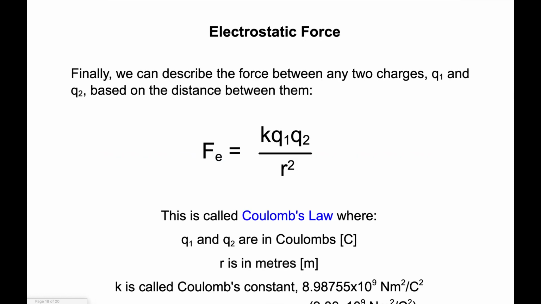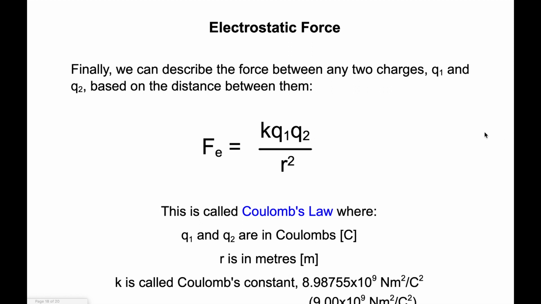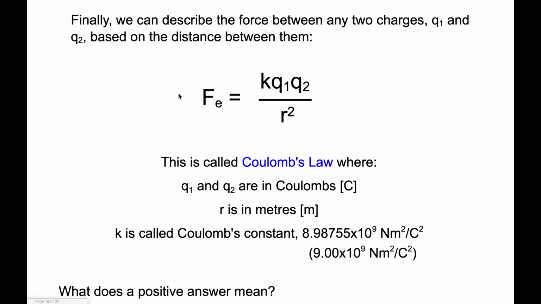Finally, we can describe the force between any two charges, let's call them Q1 and Q2, based on the separation of those two charges using the following equation. This equation is actually called Coulomb's law. Here is the force, the electric force exerted on a charge. That's equal to the product of the two charges divided by the distance between them squared, multiplied by this special constant, which is called Coulomb's constant.